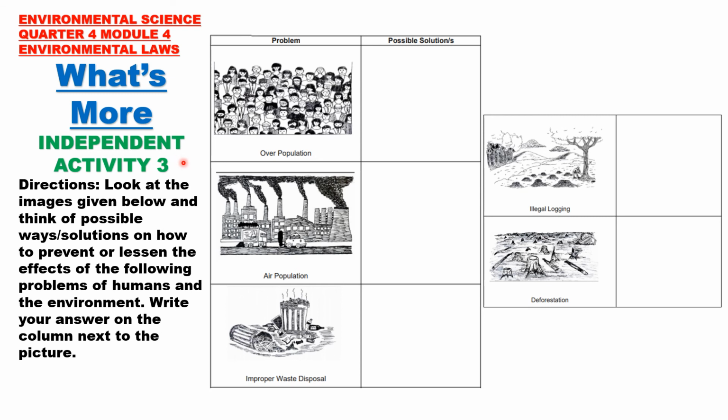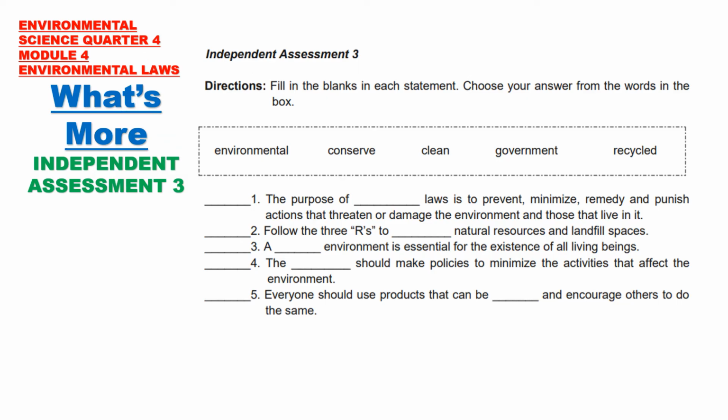Independent Activity 3. Look at the images given below and think of possible ways or solutions on how to prevent or lessen the effects of the following problems of humans and the environment. Write your answer on the column next to the picture. Overpopulation, air pollution, improper waste disposal, illegal logging, and deforestation. Independent Assessment 3. Fill in the blanks in each statement. Choose your answer from the words in the box. So your choices are environmental, conserve, clean, government, and recycled.